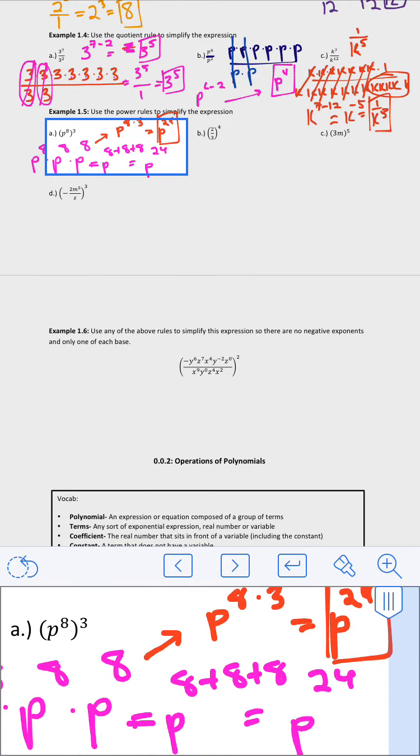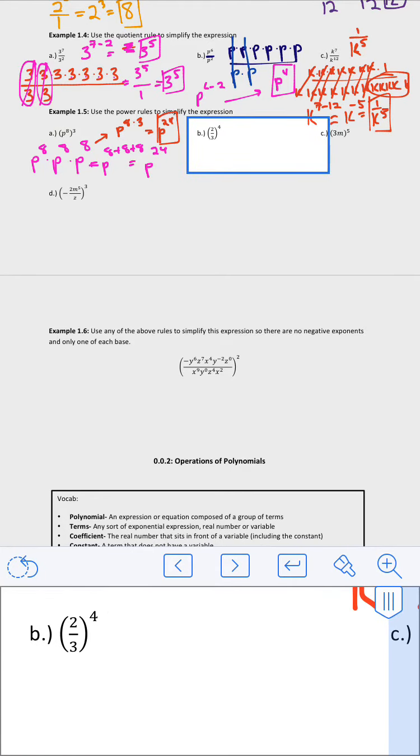That's the power of a power rule. Sometimes it's roped in with the distribution rule. So let's talk about the distribution rule now. But if you have any questions at all, pause on the power of a power rule. Okay, we'll go over here to the distribution rule.